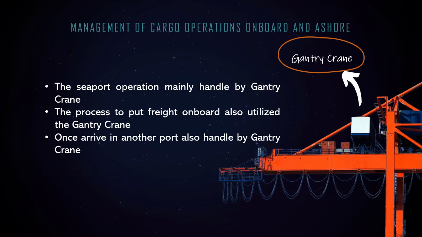Management of cargo operation on board and ashore. Cargo operation in the seaport is handled by the gantry crane, which acts as a material handler for cargo containers to be put on board the ship and proceed ashore. Once it arrives at another seaport, the cargo will once again be managed by these humongous tools for the unloading process.